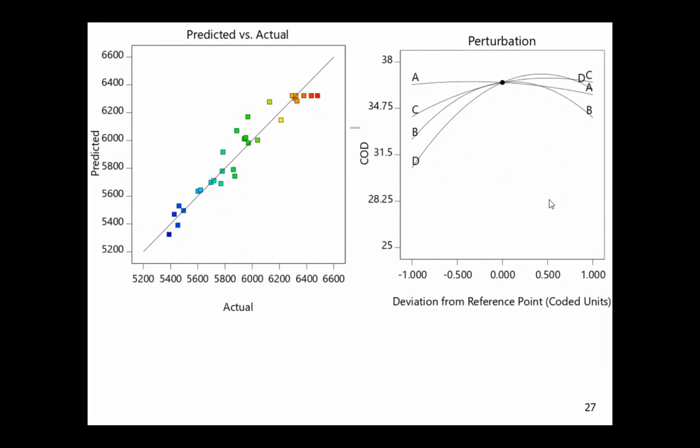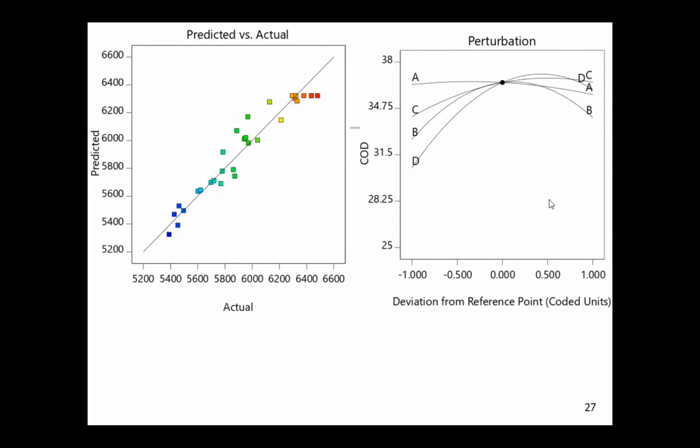Then comes the perturbation plot. The perturbation plot shows a variation of all the inputs that we have selected for analysis in the experiment. In this example, COD, chemical oxygen demand, is the output, and we have considered 4 inputs: input A, input B, input C, and input D.